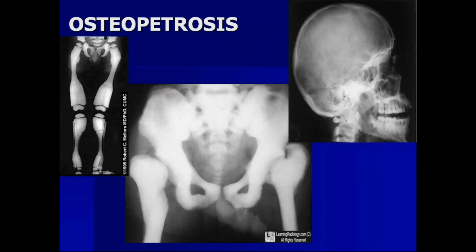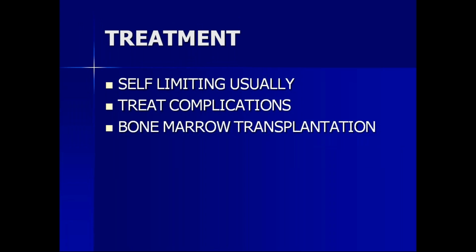So here you can see the marrow is completely infiltrated. Totally there is a whitish discoloration. So you have all sclerosis. So osteoblastic activity is more, and the marrow is infiltrated. It is self-limiting, usually you have to treat the complications like fractures and anemia. Bone marrow transplantation is the treatment.